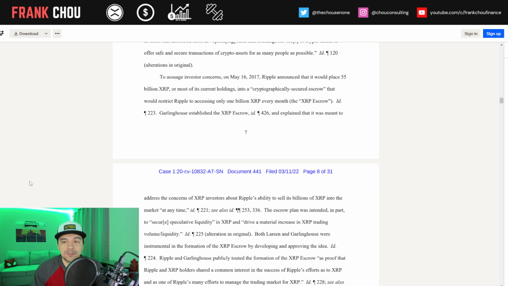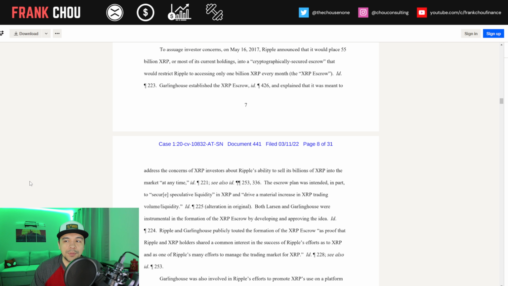To assuage investor concerns, on May 16, 2017, Ripple announced it would place 55 billion XRP, or most of its current holdings, into a cryptographically secured escrow that would restrict Ripple to accessing only 1 billion XRP every month. And this is the XRP escrow that we're very familiar with. That's all it will be referred to in the rest of the document here.